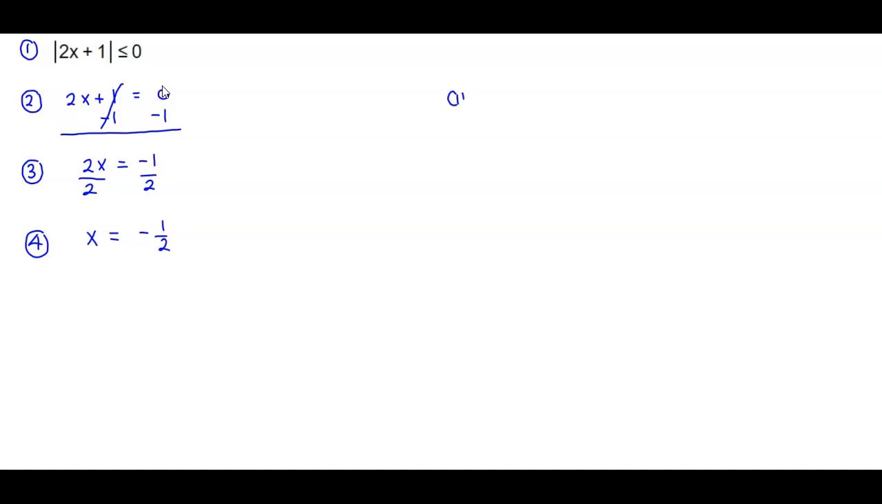Now we're going to check that result. And so we're going to check that by plugging it back into the inequality. So we have the absolute value of 2 times negative 1/2 plus 1. And we want to see if that's going to be less than or equal to 0. Well, 2 times negative 1/2 is going to give us negative 1 plus 1. Negative 1 plus 1 is 0.